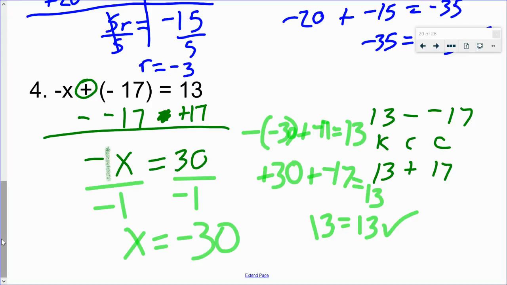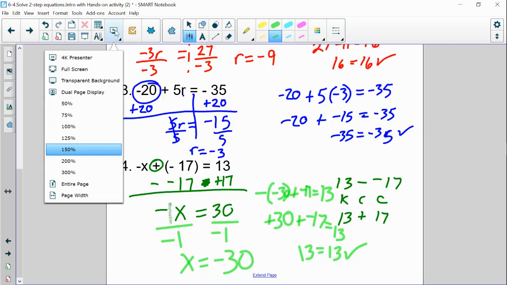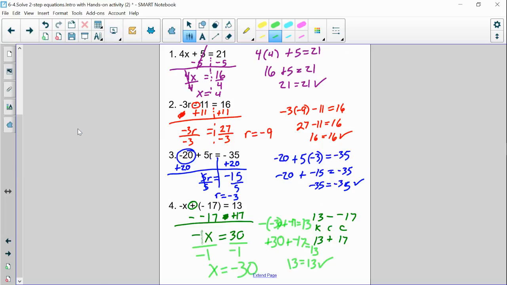Alrighty. So let's look at the whole page so you can double check your answers. Okay, so number 1 was x equals 4. Then 2 was r equals negative 9. 3 was r equals negative 3. And 4 was x equals negative 30.